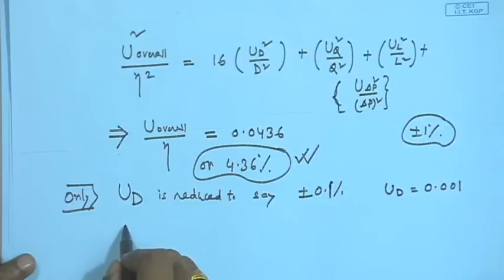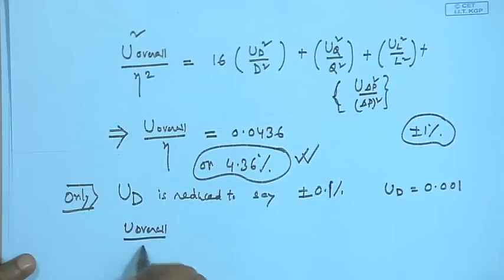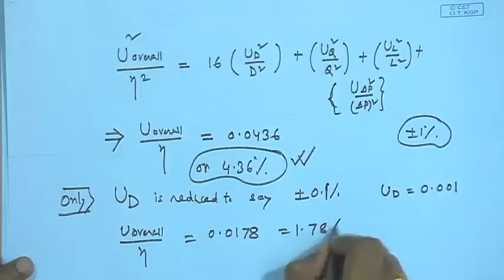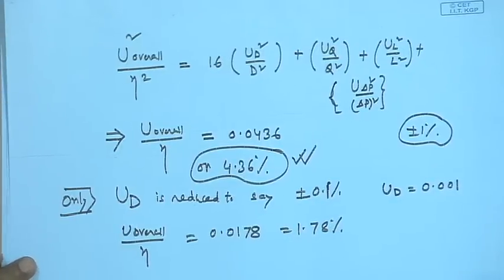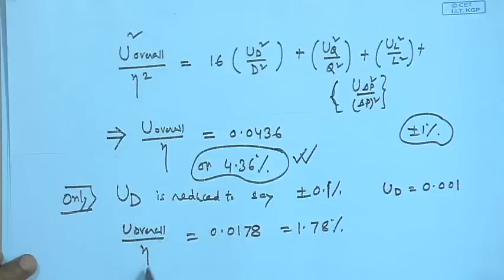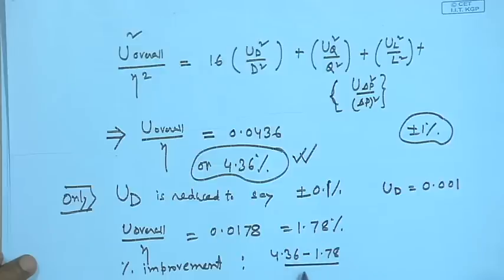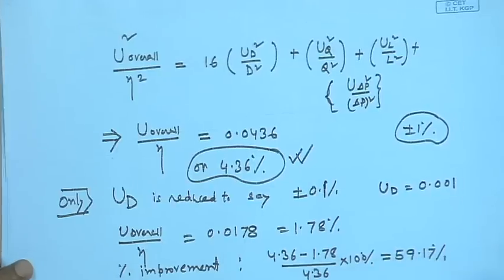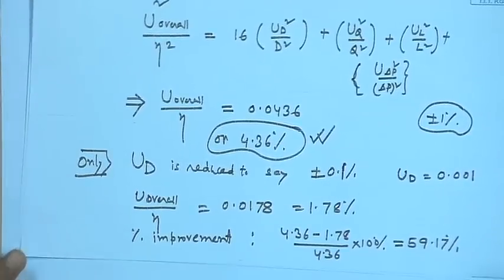So, the uncertainty is reduced to 1.78%. If you calculate the percentage improvement, it was 4.36, which is about 59.17%. So, more than 59% improvement in the overall measurement of dynamic viscosity just by reducing the uncertainty in the diameter measurement from 1% to 0.1%.